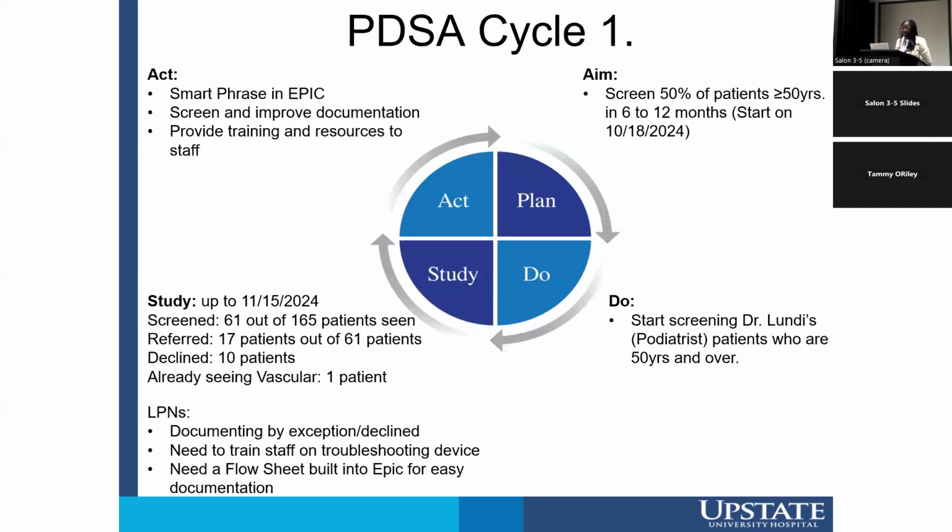So we initiated a PDSA cycle. Our aim was to screen 50% of patients over 50 years of age in 6 to 12 months. This project began on October 18th of 2024. For the Do phase, we started to screen patients over 50 years of age for Dr. Landy, who's our podiatrist. For the study phase, up to November 15th, 2024, we screened 61 patients out of 165 patients that we saw. Of those, 17 were referred to vascular, 10 declined the ABI testing, and 1 was already seeing a vascular doctor.